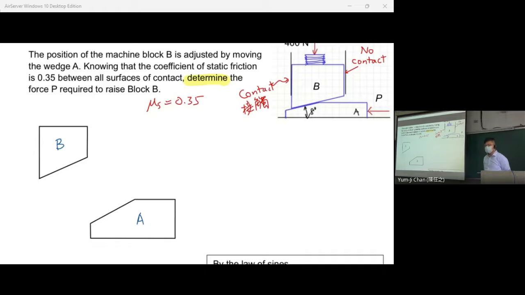So let's draw our free body diagram. What do we need to draw? First of all, we draw the easy ones. Of course, we have P here, P from the right to the left. And we have 400 newtons going down here. That is the first thing. This is the easy thing that you can do.